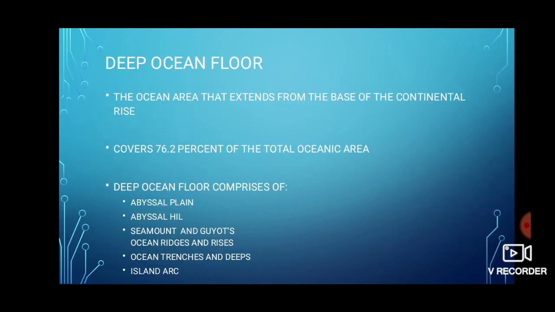So, with the continental shelf, slope, continental rise and submarine canyon, the continental margin part is over. Now, the continental rise extends to the next feature called the abyssal plain or the deep sea plain. So, from there, the deep ocean floor starts.